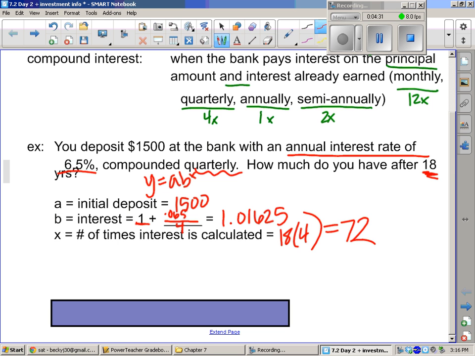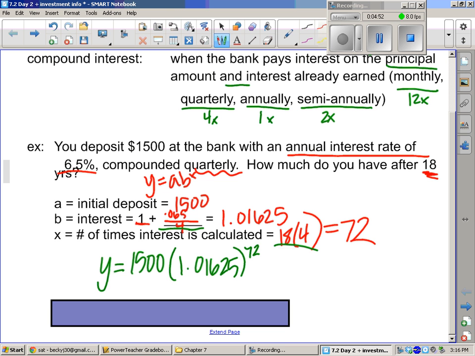All right, just some reminders. You have to divide your percentage and you have to multiply your years. So my setup for my equation is now y equals a, the initial investment, times b, which we just figured out is 1.01625, to the x power, which is 72.